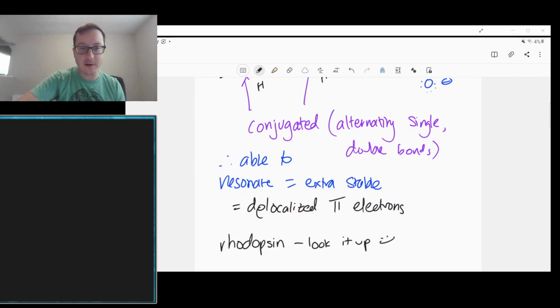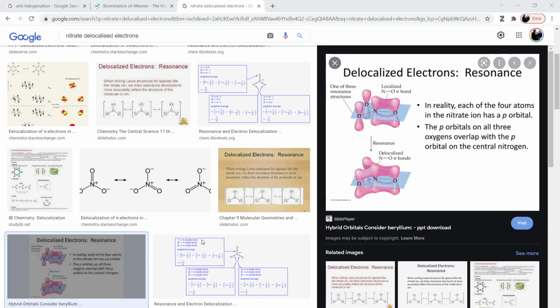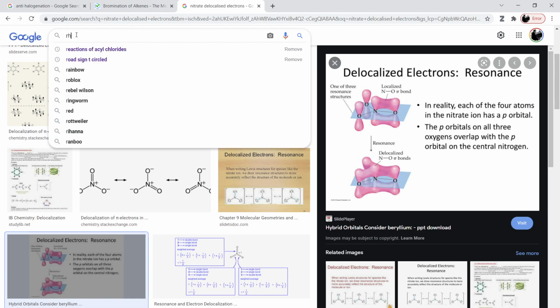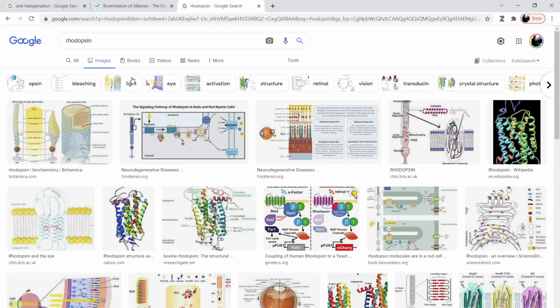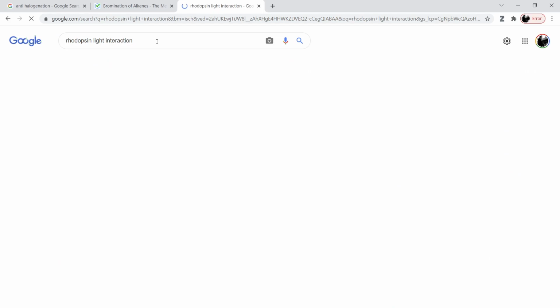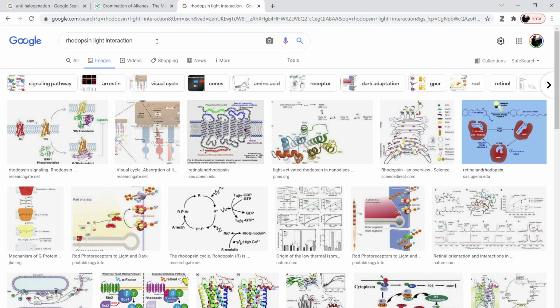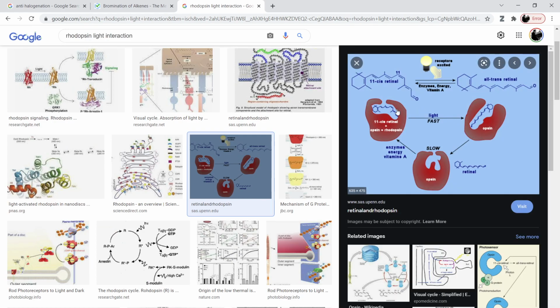You know what, let's just do it now. Why not? Let's just look at rhodopsin and see what happens here. Okay. Oh, so much biology. All right, forget it. This is too biological. Aha, here we go. Never mind.